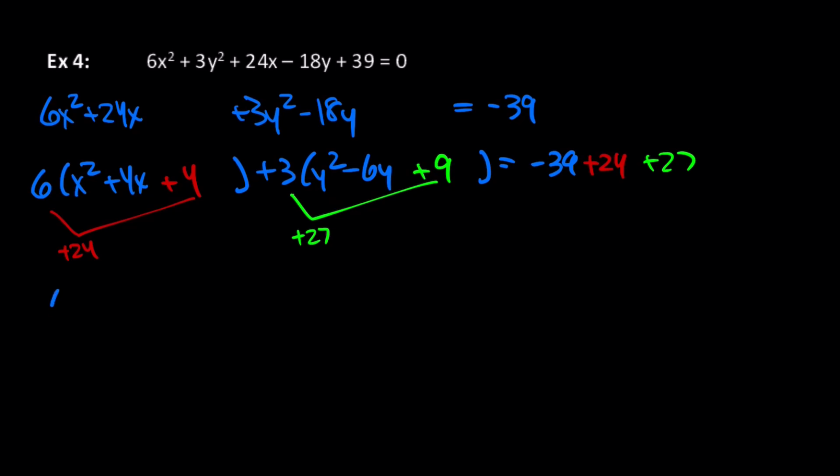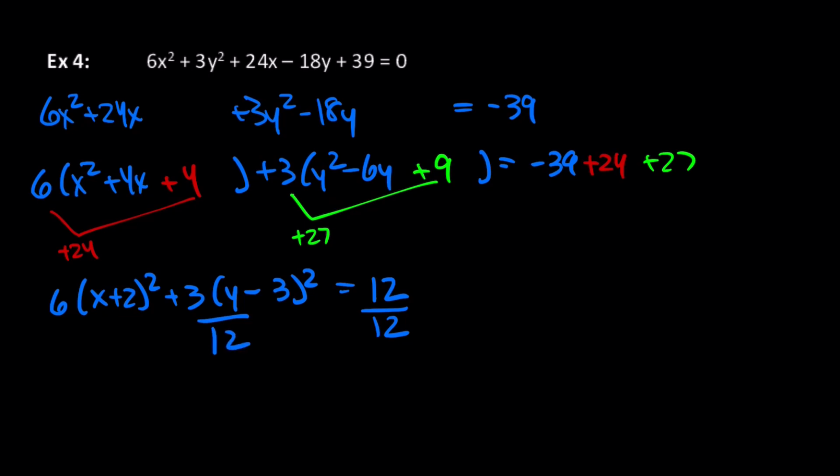I factor, so I have 6 times x plus 2 squared plus 3 times y minus 3 squared, right? Just a reminder, that determines what the sign is in both sets of parentheses. And then here I've got negative 39 plus 24 plus 27. What does that give me? 12. And then I divide both sides by 12.